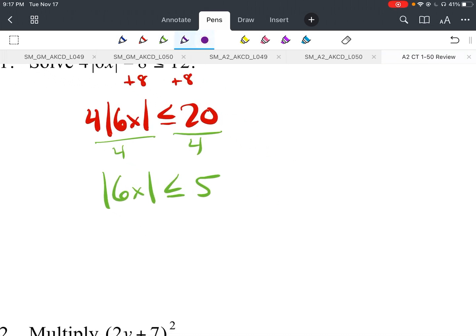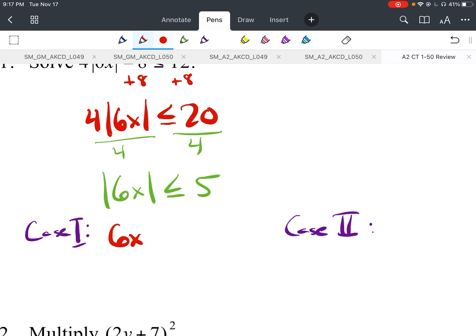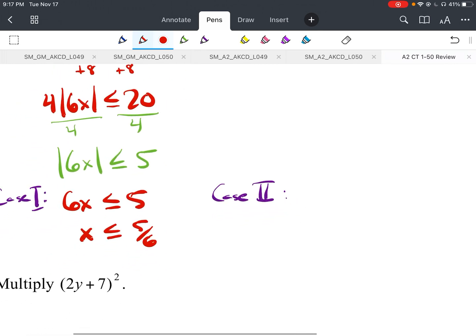All right, now that I'm down to my absolute value, remember what we did before. Case 1 and case 2. Cool. All right. So case 1 is what if what was in here was positive? So that's just drop the absolute value bars. Easy, right? Divide by 6, and this is x is less than or equal to 5 over 6. Awesome. But what about the other case?